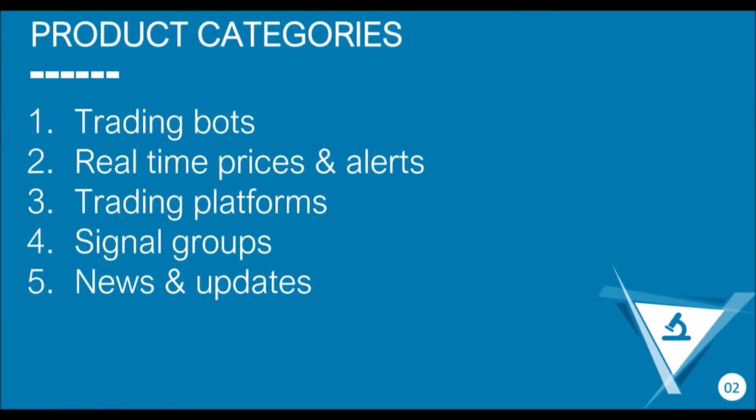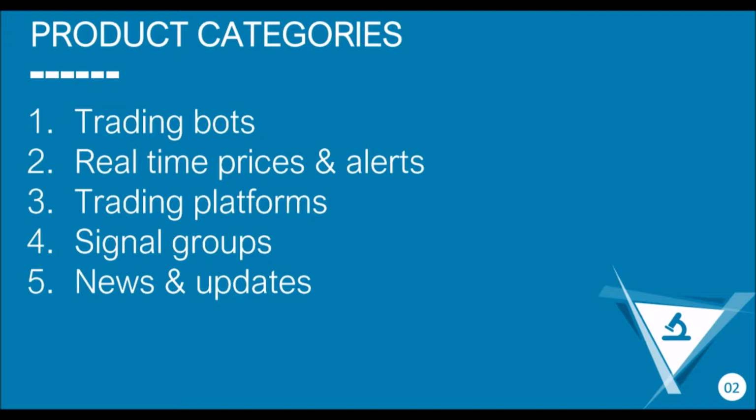I like to categorize the products that exist into 5 different groups. One is trading bots. Okay, so these are pre-programmed algorithms. Some of them are hard-coded. Some of them are, however, becoming smarter over time.